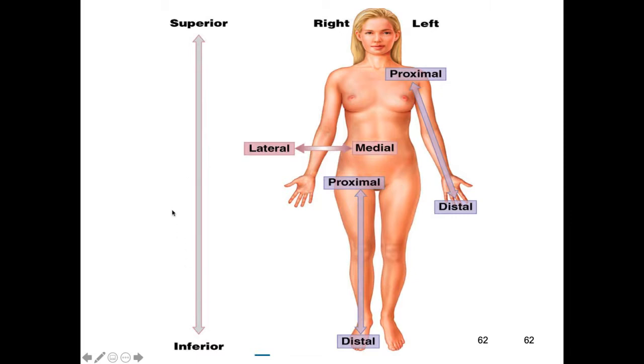Superior and inferior is in reference to the body as a whole. So when we're moving upward, we're moving superiorly. When we're moving downward, inferiorly. But once we're looking at one of the extremities, we use the word proximal and distal. Medial and lateral. When we're moving towards the midline of the body, we say we're moving medially. When we're moving away from midline, we say we're moving laterally.